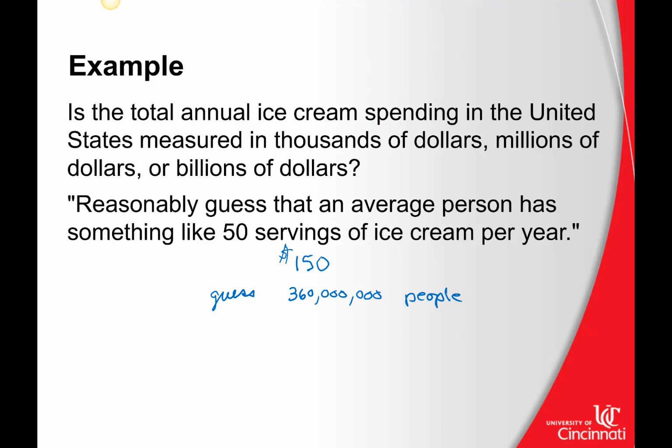Okay, so how are you going to figure out the total spent on ice cream? Multiply. It's going to be the 150 times 360 million, 360 followed by six zeros. And I don't know about your calculator, but what mine spit back was 5.4 E10. Huh. How much money is that?